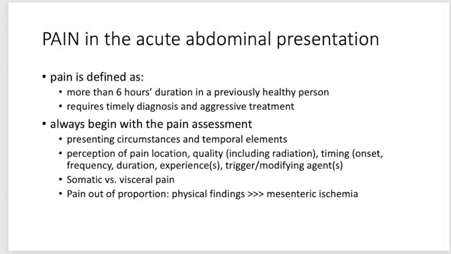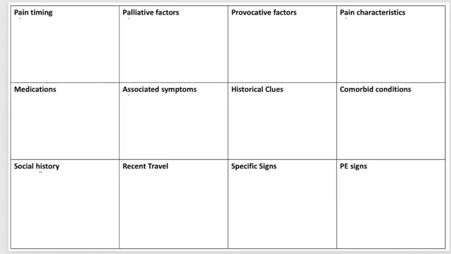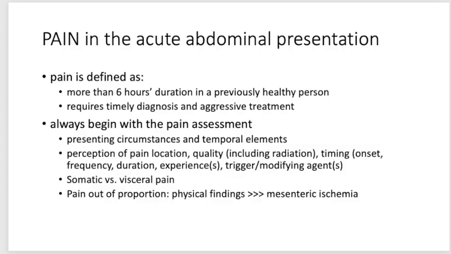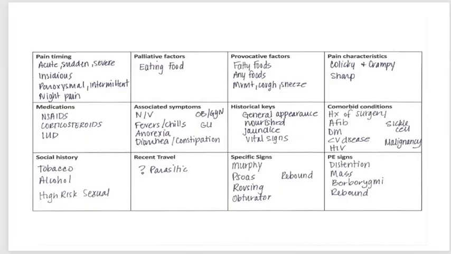And is their pain out of proportion with physical findings? So let's take a look now and just put some of these factors into a grid-like situation for you to understand. These next two slides, go ahead and print them out because we're going to fill them in as we work through the acute abdominal presentation. All right, so let's take a look at concerns related to how the patient is going to present.